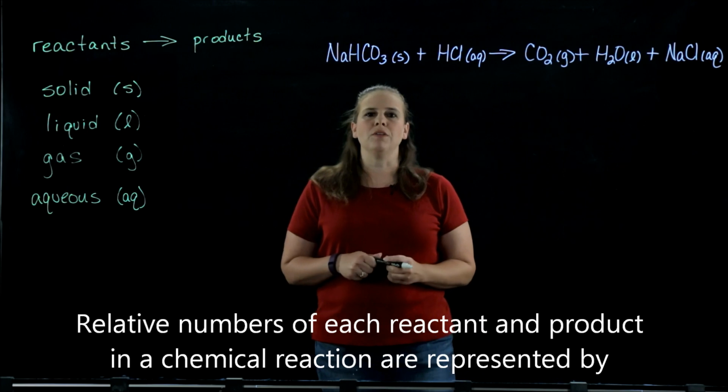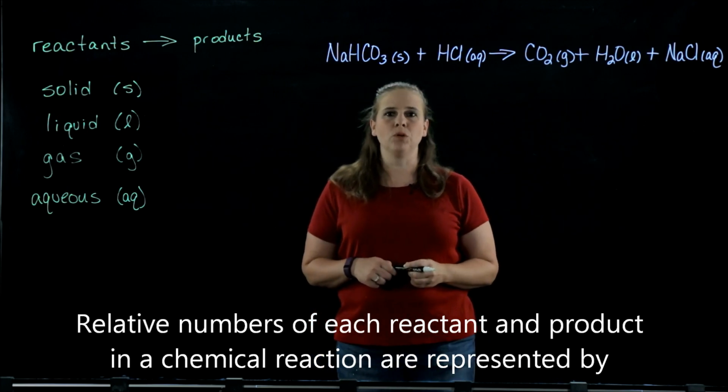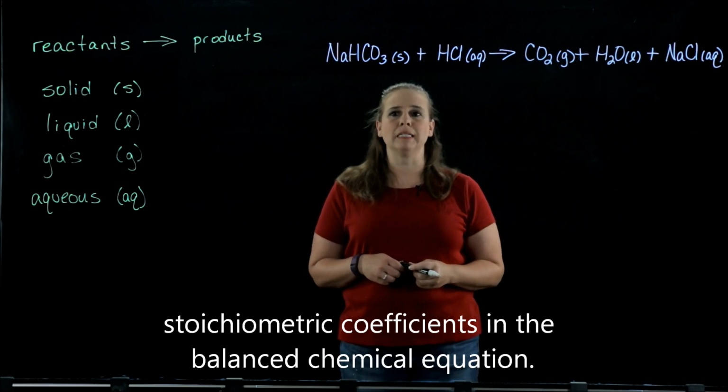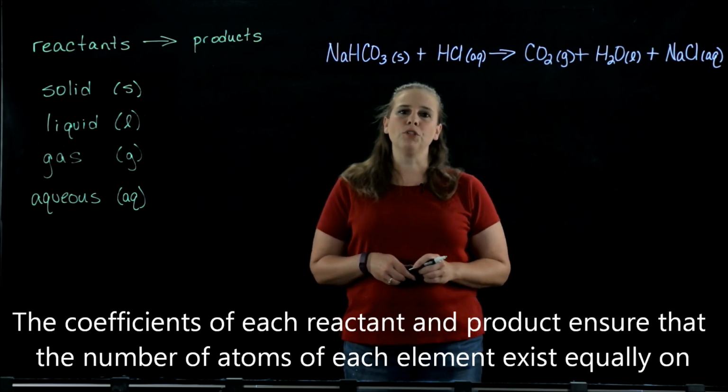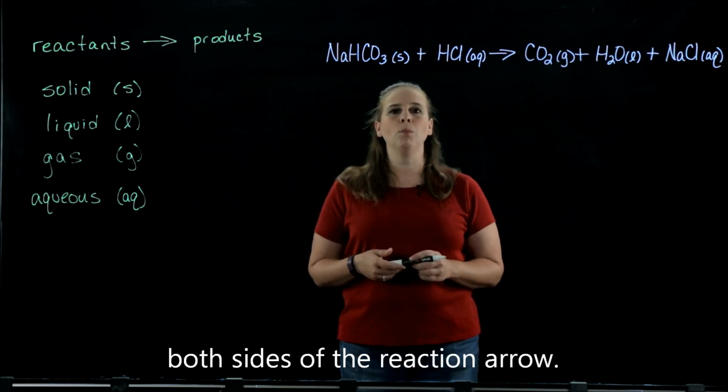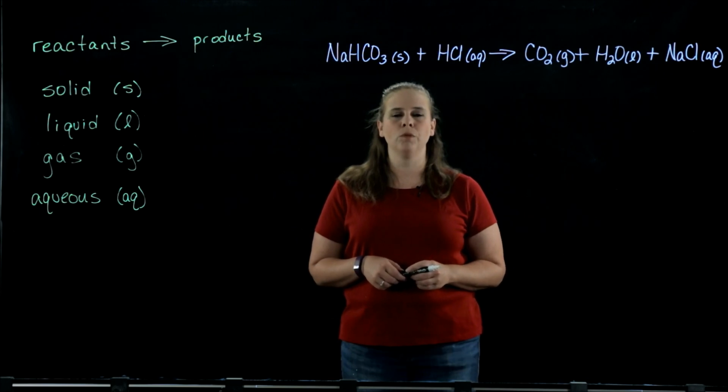The relative numbers of each reactant and product in a chemical reaction are represented by stoichiometric coefficients in the balanced chemical equation. The coefficients of each reactant and product ensure that the number of atoms of each element exists equally on both sides of the reaction arrow.